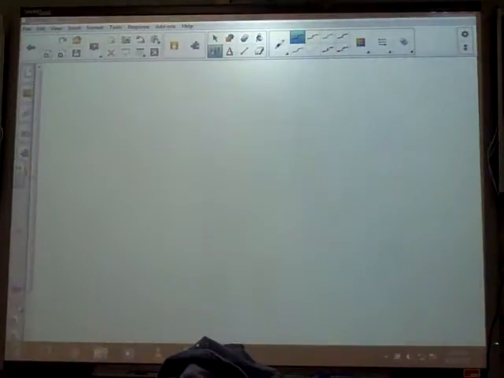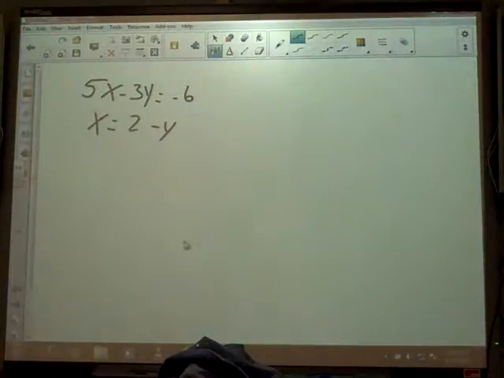So if I had two equations here, this first one says 5x minus 3y is equal to -6, and then x equals 2 minus y. The directions say to solve the system. So all it is, is two lines. I'm trying to figure out where they intersect. This system is ready to solve using substitution. The reason I know this one's ready is because the second equation has a variable solved for. It's already got the x all by itself.